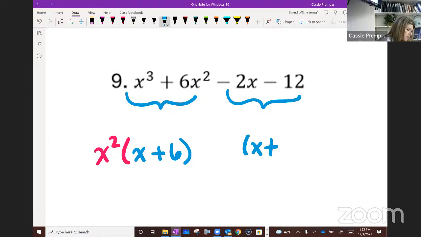X plus 6, awesome. I can't change that original, so I have to ask what times x would maintain a negative 2x? Close. Negative 2, and I can check it. Negative 2 times 6 will produce a negative 12. Now, out of these 2, what would be the GCF? Good, x plus 6. So I take that out, and that would be x plus 6 times quantity x squared minus 2.